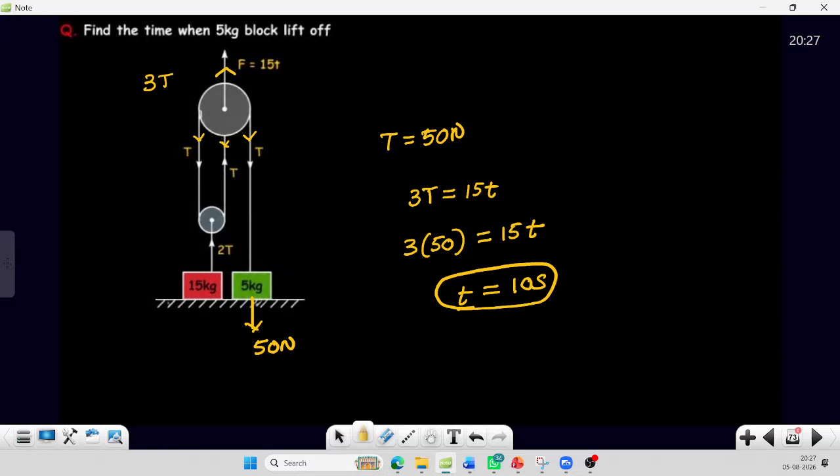They are asking only for time. Here the 5 kg block just moves, which means the acceleration is 0. It is just moving. You can see this tension is 50, so if we write the acceleration, that is 50 minus 50, which will come as 0.